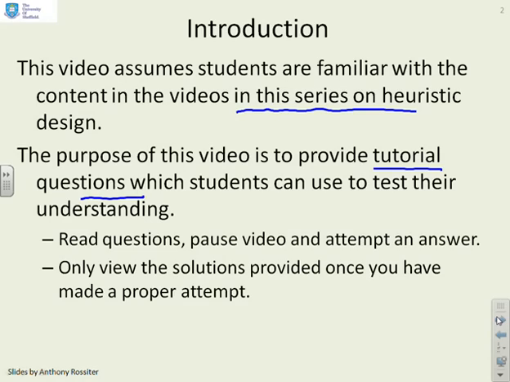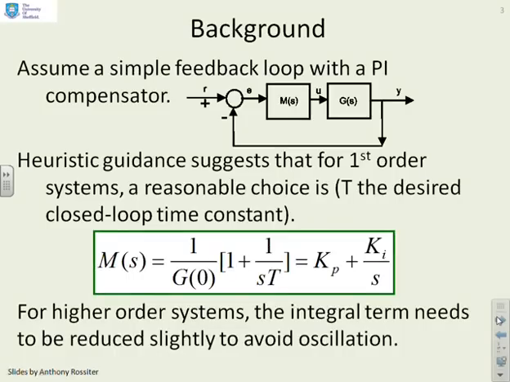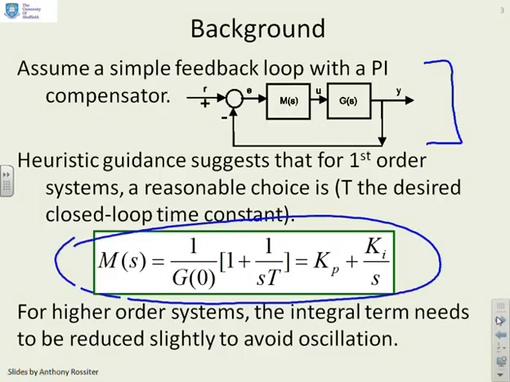In order for this to be helpful, you should read the questions and then pause the video and attempt an answer before you continue and look at the answer that I have provided. Now, just to remind you of the background, we're using simple feedback loops of this form here. And with the heuristic design, we've said that the PI compensator can be designed roughly like this. So M(s) is 1 over G(0) times (1 plus 1 over sT), where T is usually, I've put here desired, but typically that might match the open loop time constant.